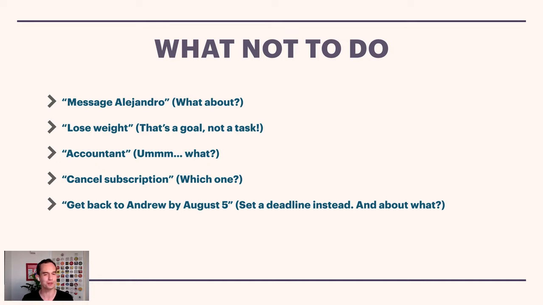Don't do this. Don't be really vague like this. It really doesn't help, and it prevents you from taking action. It's going to make you feel really disorganized as well. Another one not to do is "accountant." I'll see this sometimes when I'm working with people, and it's these one word, and often it's a noun, task names. It's the same thing as "message Alejandro," except this is even more vague. It's like, what the bleep am I supposed to do with my accountant, right? I don't know.